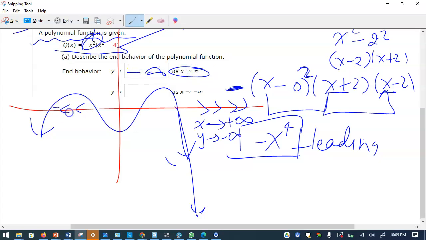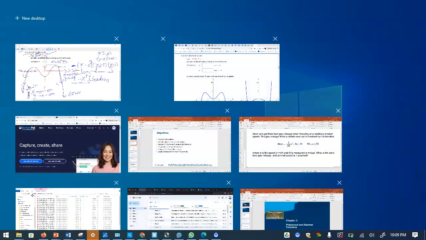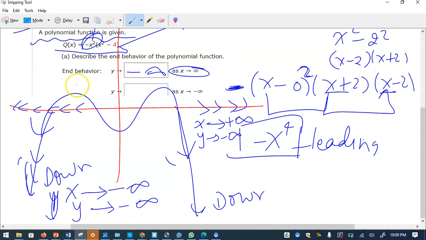But to the left side, if x becomes very large negative, this goes again down. So it is like down, down. So if it is down, down, then this is y as x. So we're going to write here x approaches very large negative value. y approaches also very large negative. So it goes down. That's all. That's minus, minus.